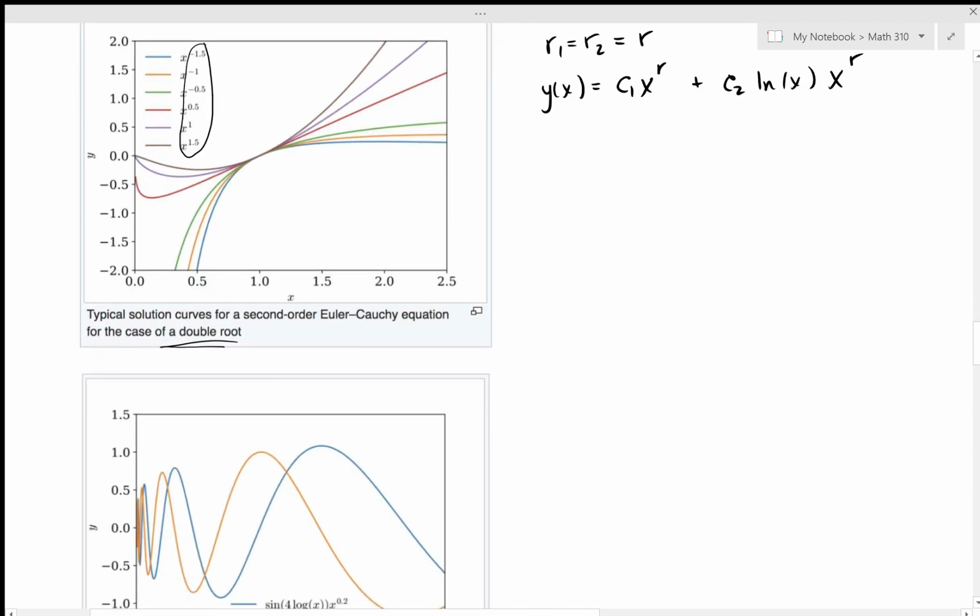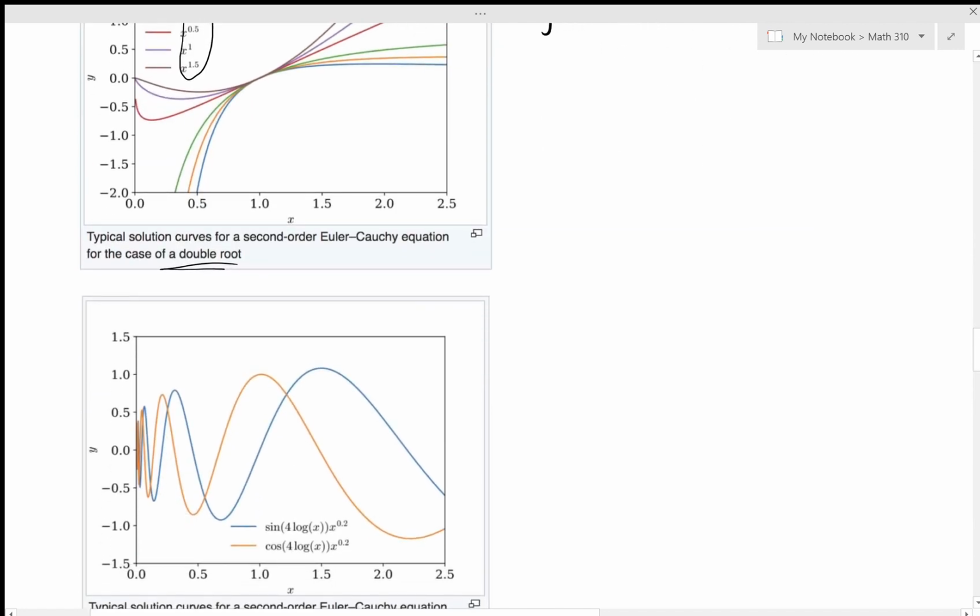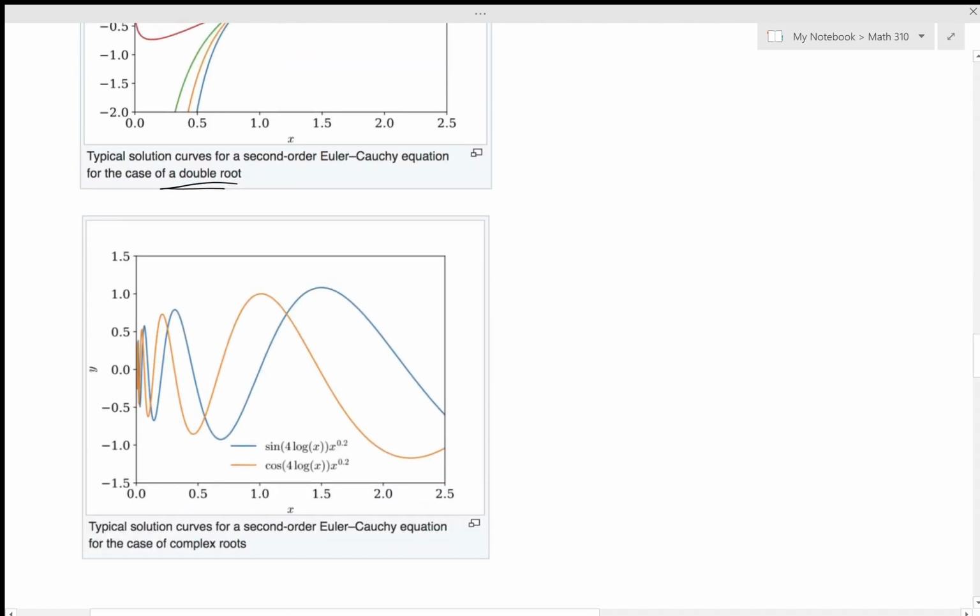And then we get the oscillating situation when we have the complex roots. So this is the situation where we have complex conjugate roots, and our solution curve looks like this. y of x is equal to c1 x to the lambda cosine of mu log x plus c2 x to the lambda sine of mu log x.